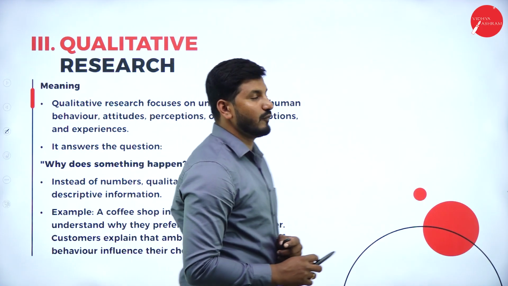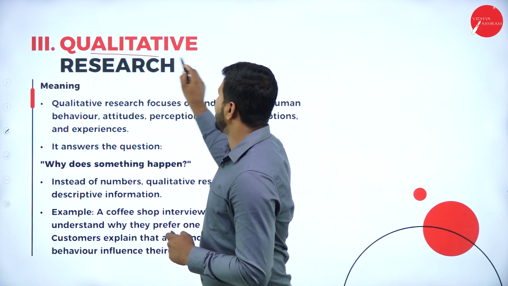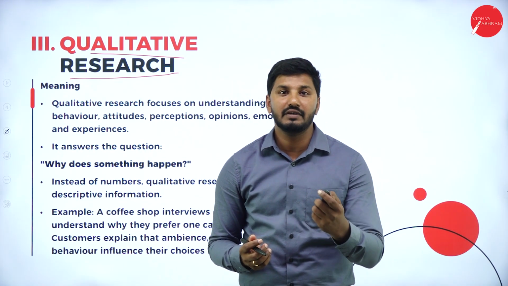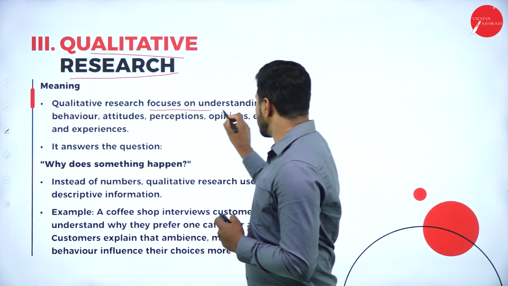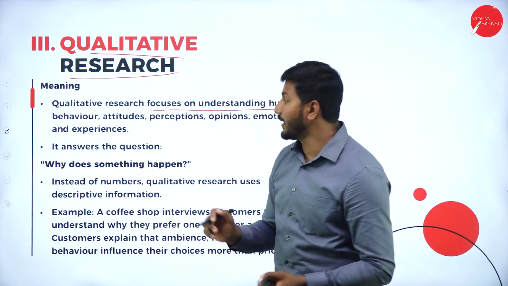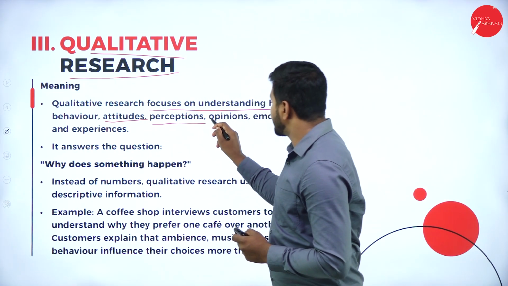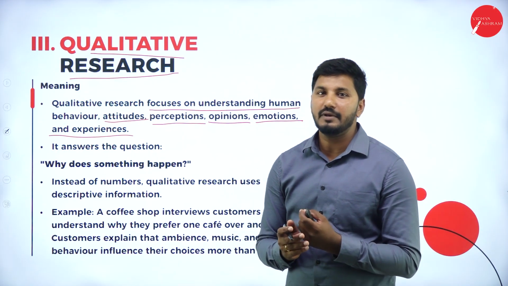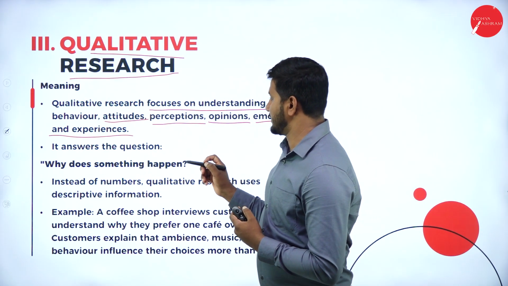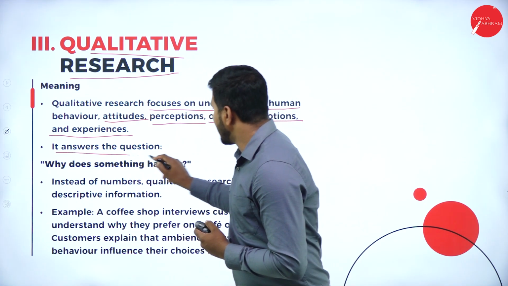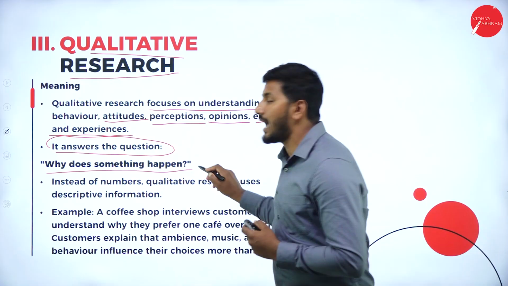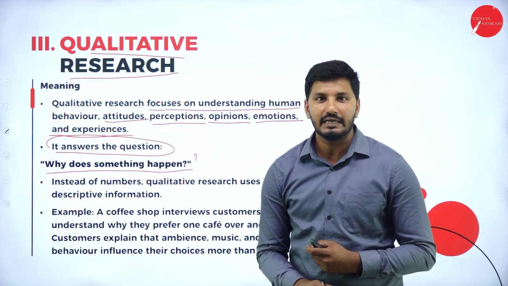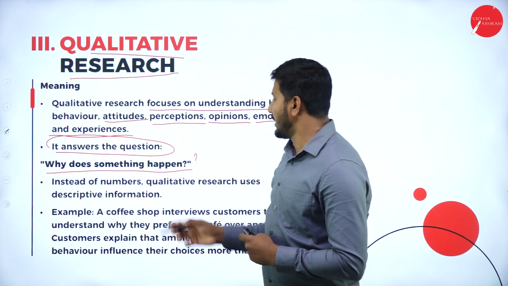So then we move on to the third one, qualitative research. Qualitative research is purely based on behavioral aspects. In the sense, it focuses on understanding human behavior, attitudes, perceptions, opinions, emotions, and experiences. All these elements are included in qualitative research. Mainly, it answers questions like why does something happen? This is purely based on the behavioral aspect. So those kinds of why-does-something-happen questions are answered through qualitative research.